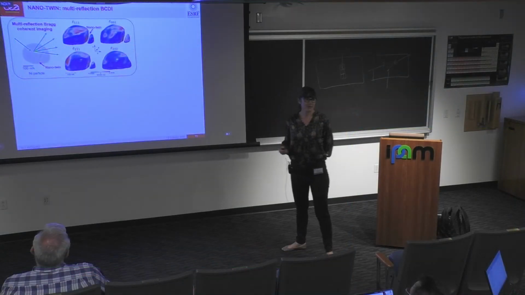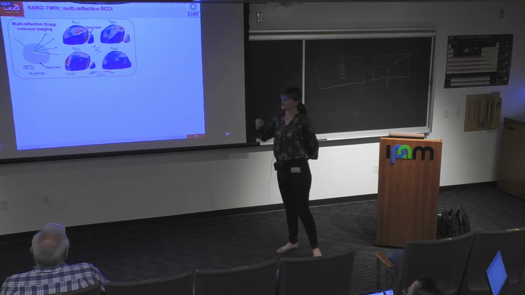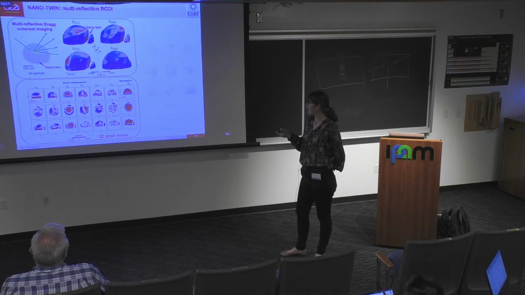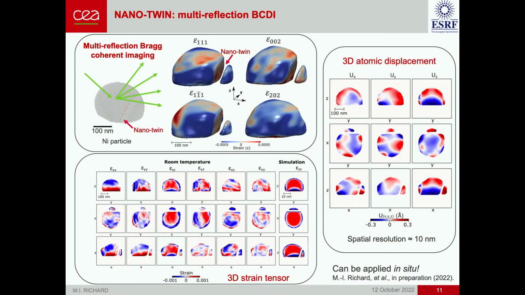What is very interesting is that when we measure 3 non-collinear reflections, it's then possible to get the full 3D strain tensor of the particle and the 3D atomic displacement. We can do it as a function of temperature, as a function of gas. This can be applied in situ. We have done a simulation of a particle with a smaller size. Here it's the out-of-plane displacement and strain that we get, and it compares well with what we obtain experimentally.